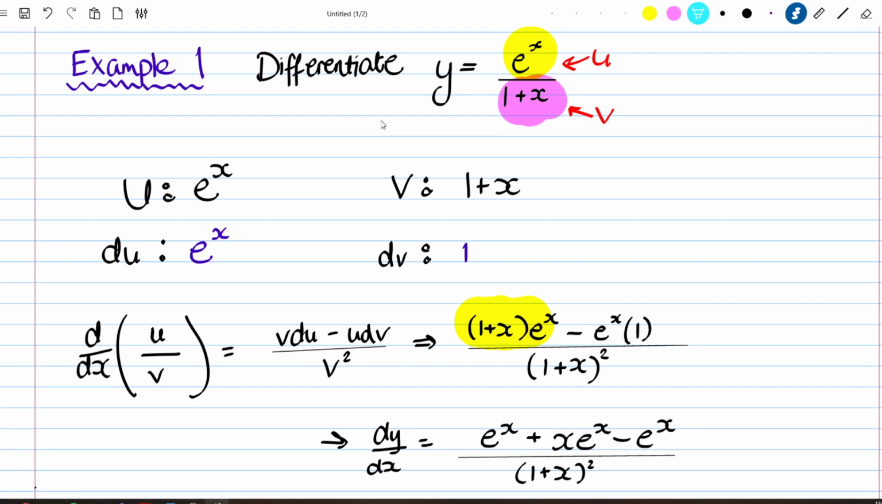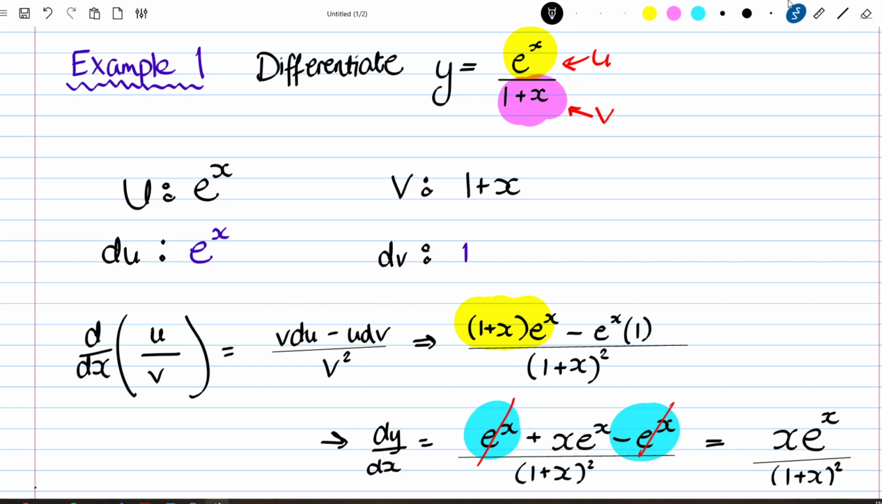Now, something convenient here is we've got e to the x here, we've got minus e to the x there, so they are going to cancel out. And the final result is going to work out as x e to the x divided by 1 plus x squared. And there's my derivative for example 1.